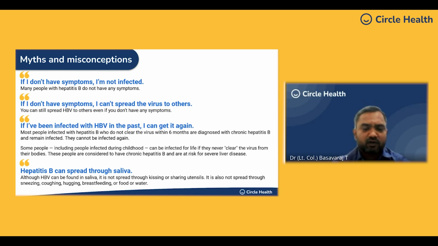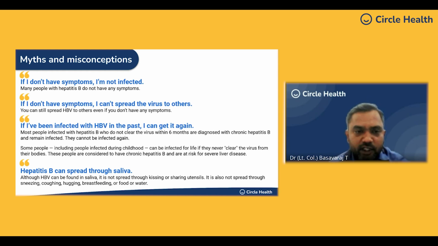No. Even if you don't have symptoms, there is something called the incubation period, where the virus lies silently in your body and you are still shedding the virus. It can be contaminated through food, or if you are not practicing any preventive measures when you are hepatitis B or C infected, it can easily be transmitted to the person you come in contact with.